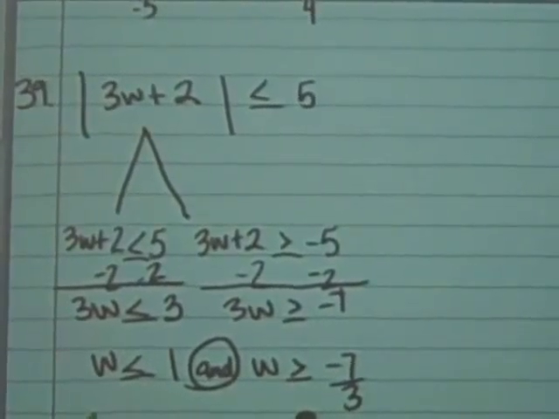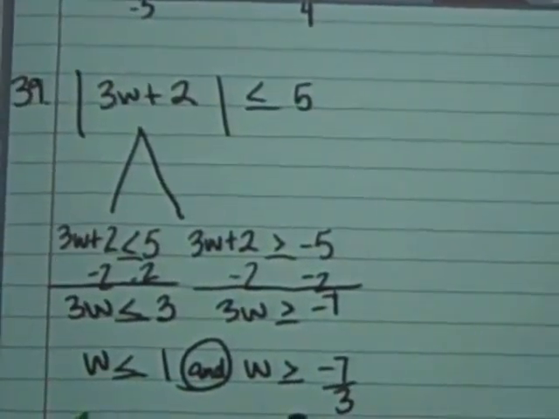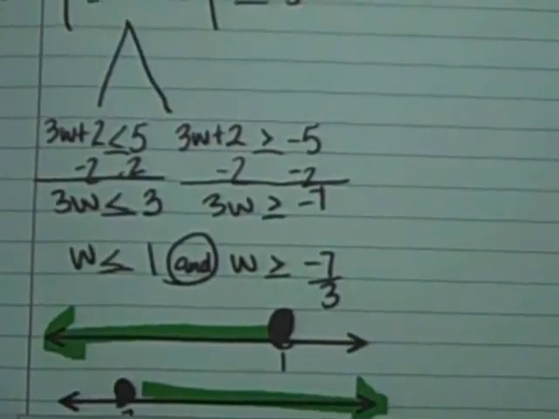So we get 3w + 2 is less than or equal to 5, and 3w + 2 is greater than or equal to -5. Remember to eliminate those absolute value symbols, and for the other inequality, we change the direction of the inequality symbol and change that 5 into a negative 5. Now we can solve by subtracting 2 from both sides, getting 3w is less than or equal to 3. Dividing, we get w is less than or equal to 1.